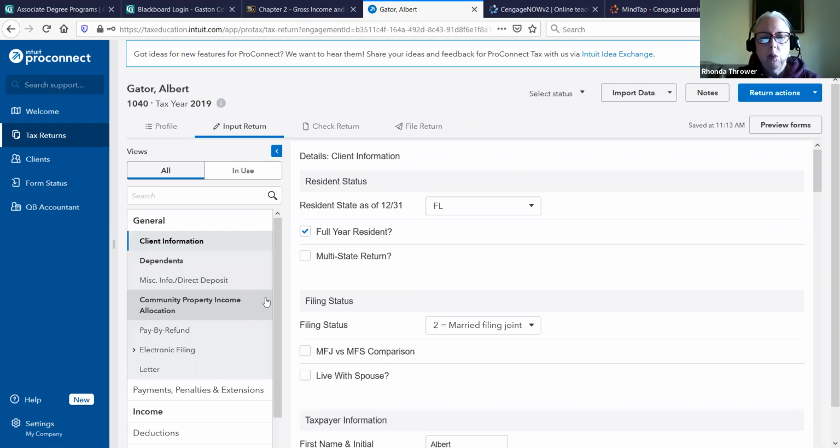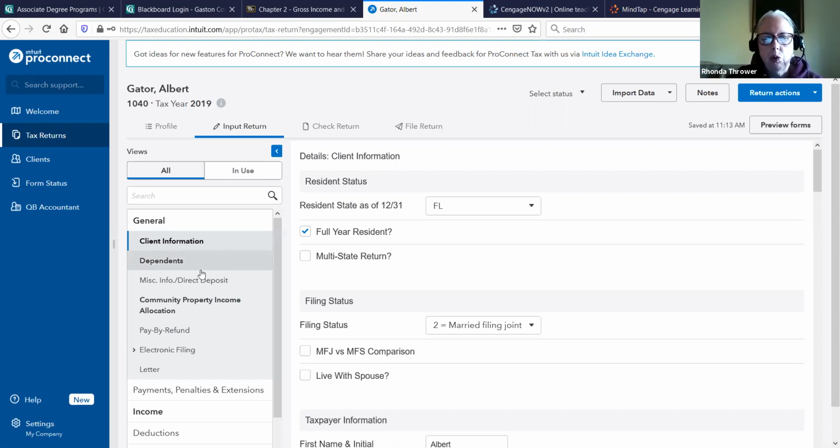What comes up on the screen is the client information. We don't need to update any of the client information. We already recorded this client information from last chapter. So this is a continuation problem, and we've already done this in the last chapter. The same is true for the dependents. We do not need to update any dependent information.